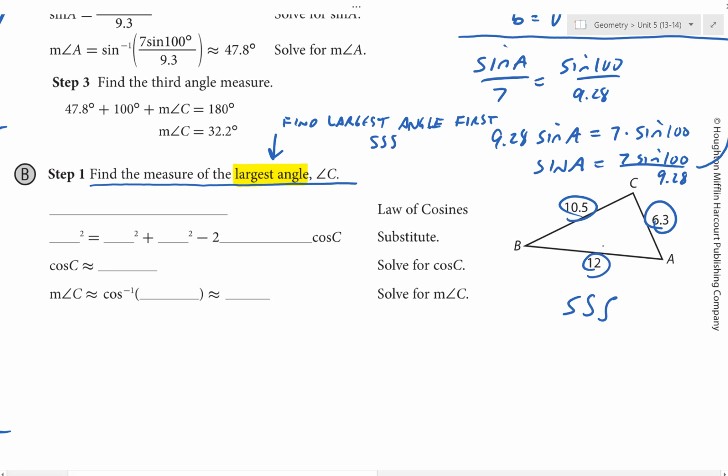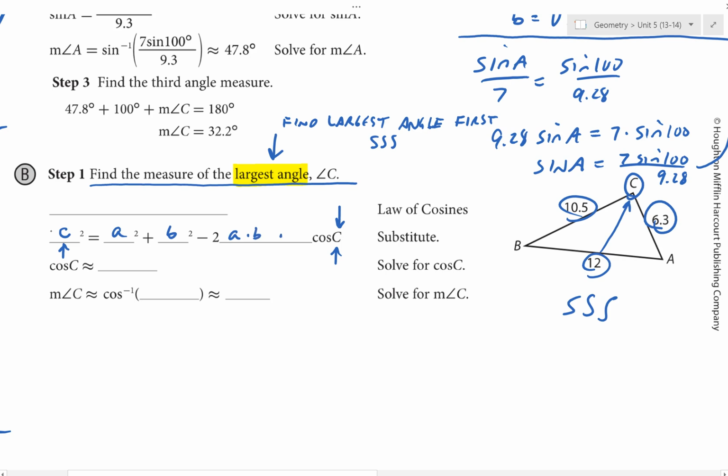Okay, and so the largest angle is going to be across from the largest side. The largest side is 12, so across from that is angle C. And so since we're going to put angle C here in the cosine formula, then what's our law of cosines formula going to start with? What letter? Lowercase c squared, because if we have uppercase C here, we're always going to start with lowercase c here. So those are always the same letter. So that means it's going to be a squared and b squared here, and 2ab times the cosine of c.